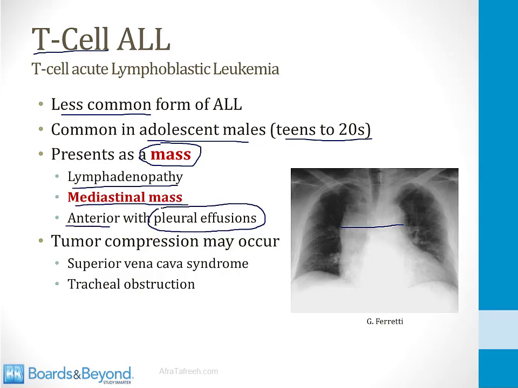Because the tumor can get so large in the chest, it often compresses nearby structures, and you need to know this especially for step 1. It can cause a superior vena cava syndrome where it compresses the flow of blood through the SVC. It can also cause tracheal obstruction, which could lead to difficulty breathing.